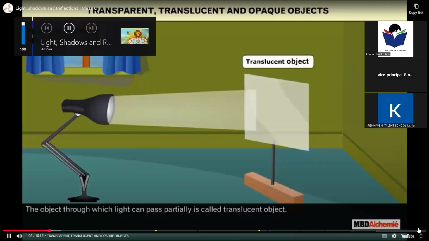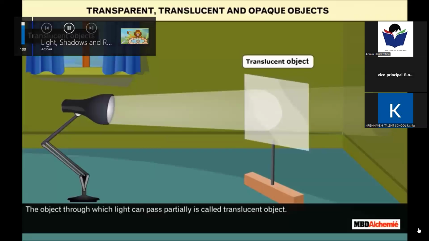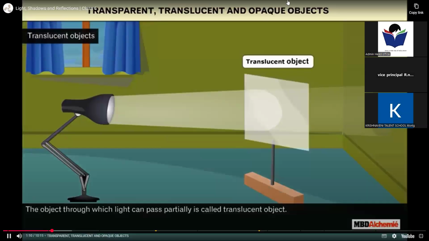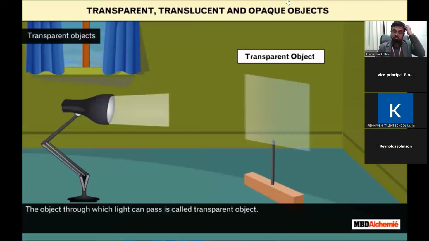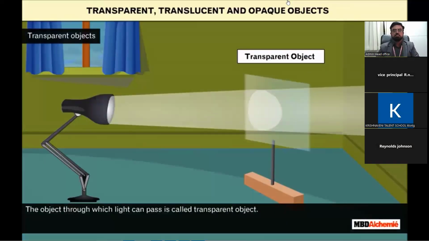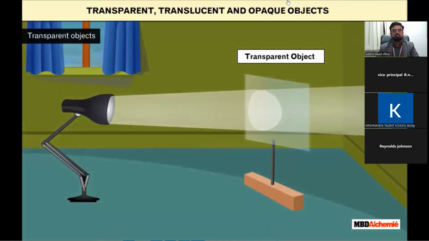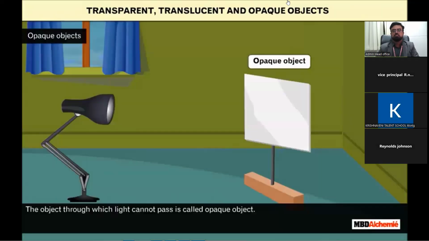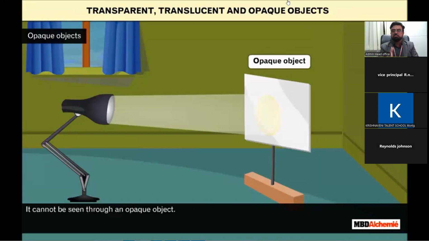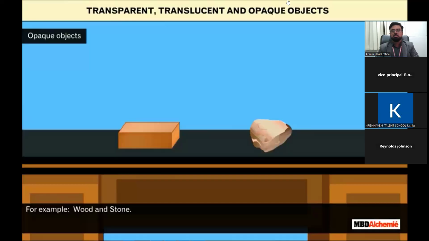The object through which light can pass partially is called a translucent object. For example, butter paper and frosted glass. The object through which light can pass is called a transparent object. It can be seen clearly through a transparent object. Air and different gases are transparent as light passes through them. The object through which light cannot pass is called an opaque object. It cannot be seen through an opaque object. For example, wood and stone.